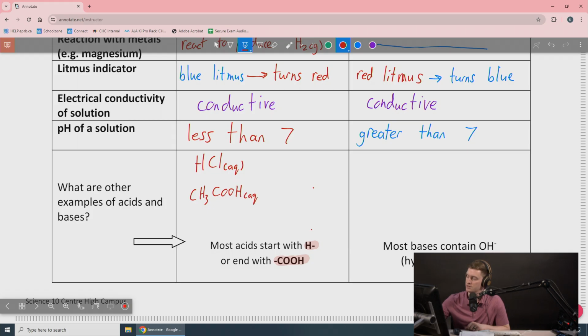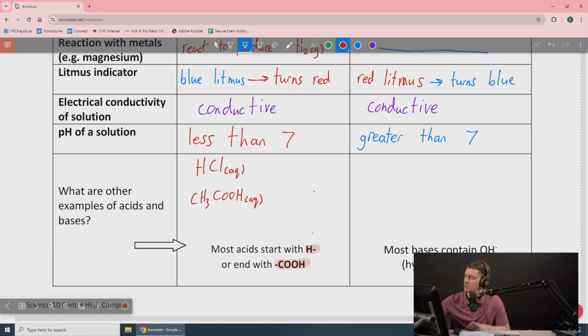Both of these are acids. These are actually pretty common acids. HCl is hydrochloric acid. This is also stomach acid. And CH3COOH, acetic acid, this is vinegar. Those are pretty common acids.